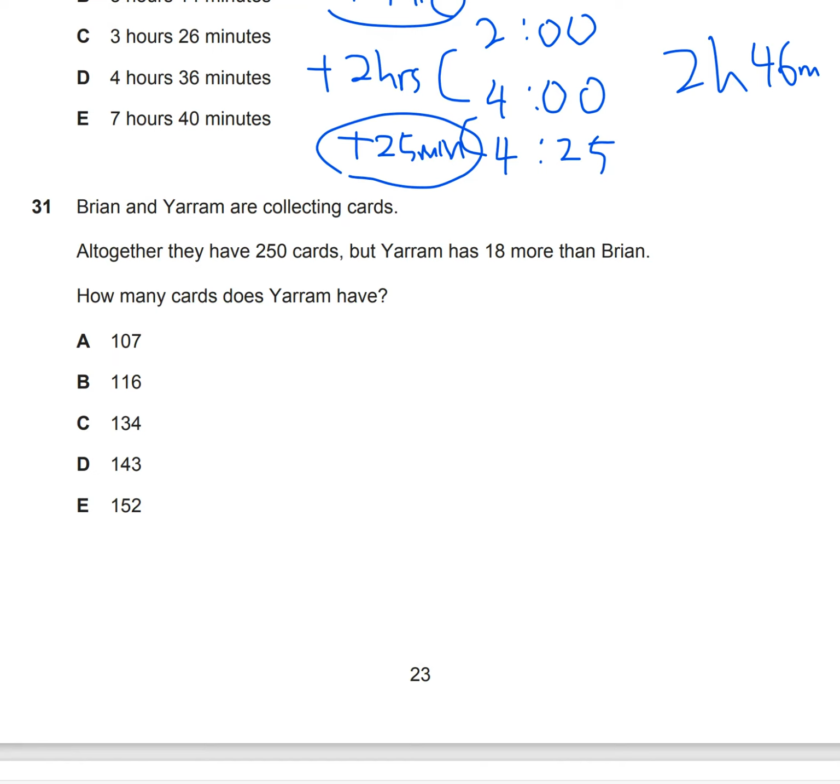31. Brian and Yaram are collecting cards. Altogether, they have 250 cards, but Yaram has 18 more than Brian. How many cards does Yaram have? To figure out this one, we can subtract the amount that Yaram has more than Brian first, and then split it equally, and then give Yaram 18 more. So from 250, let's minus 18.